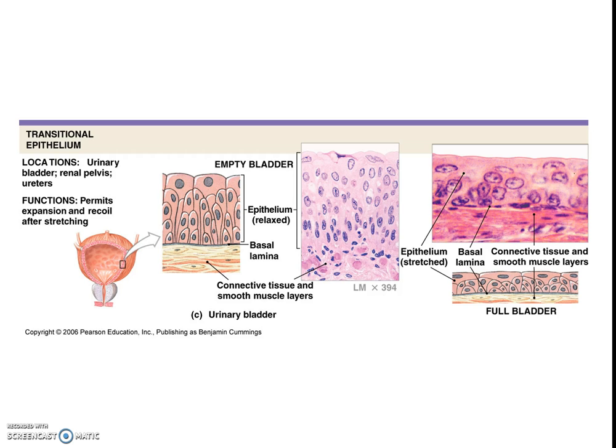And so, notice in the picture on your left-hand side, we see the empty bladder. We see the taller cells. Then if you look over on the right lower section of the picture where we see the full bladder, notice how the cells have transitioned from one shape to another. So transitional epithelium does allow stretching, which will change the shape of the cells.